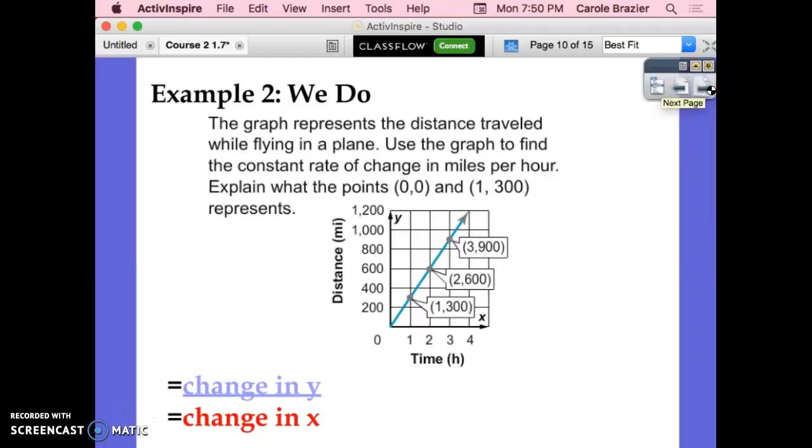So pause the video, complete this, and then we'll talk about it. Okay, welcome back. So use the graph to find the constant rate of change. So you should have done that first. So you're looking at how far up and how far over you go.